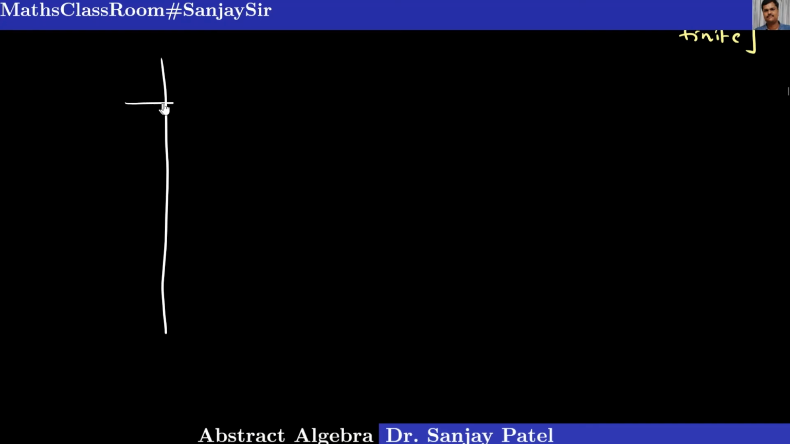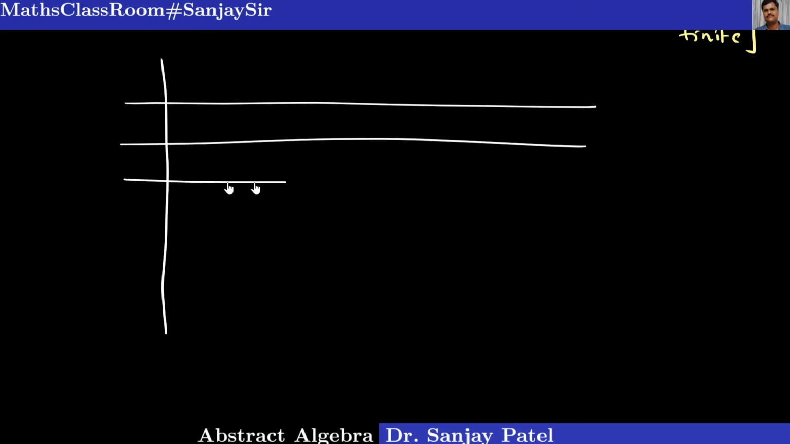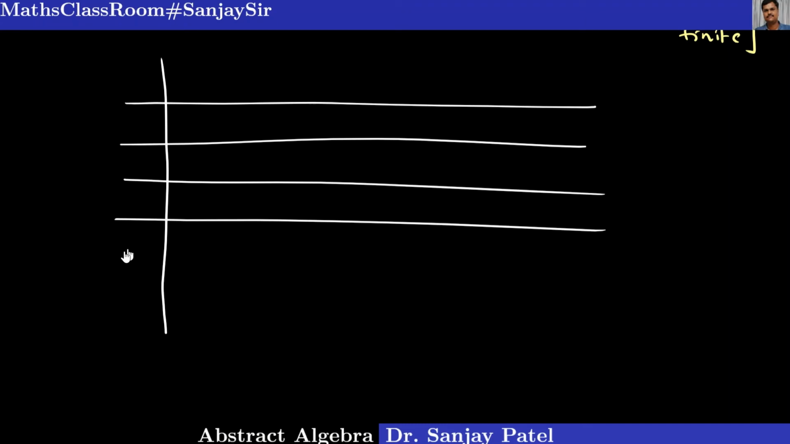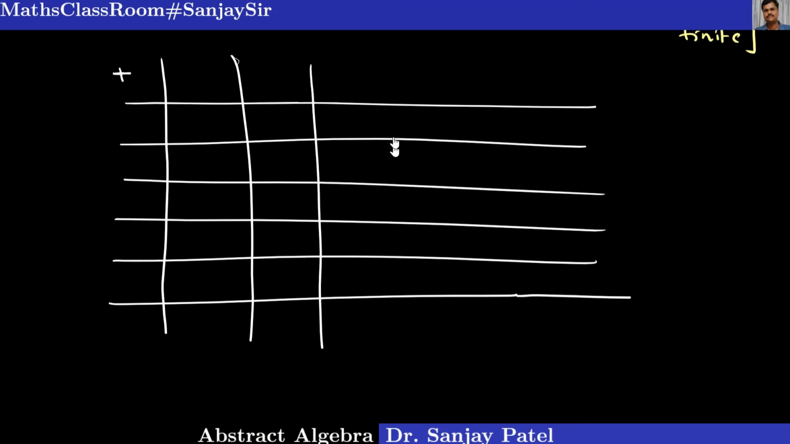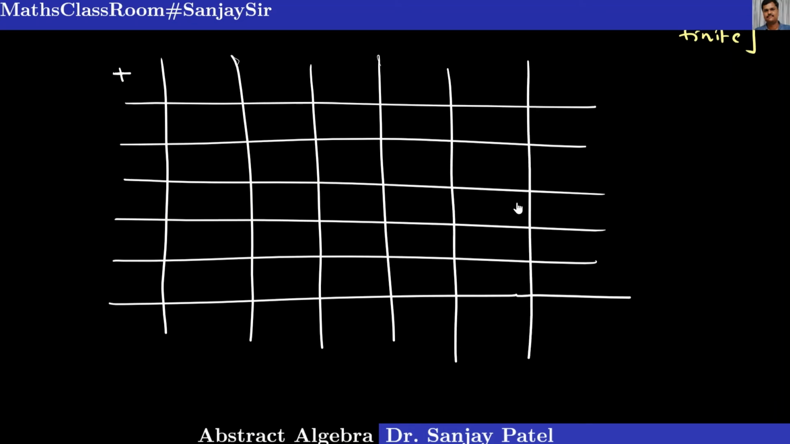So let us make a group table. 1, 2, 3, 4, and 5. First, I am using the operation of addition. We have 5 elements, so I am taking this way. So first 1, 2, 3, 4, and 5. Okay, this is not required.